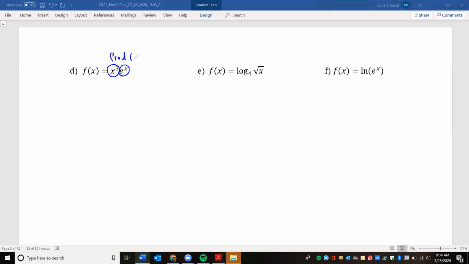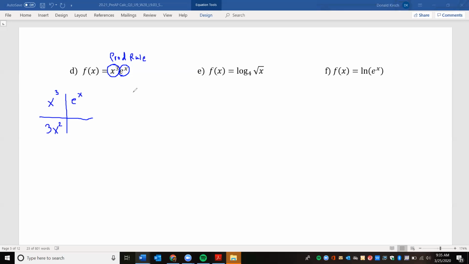And I know this is a product rule because I'm actually multiplying two different functions together. So let's see. I've got to go off to the side, x to the third and e to the x. And I've got to find the derivatives of each one of those. Okay, so the derivative of x to the third is 3x squared. That part, not too bad.